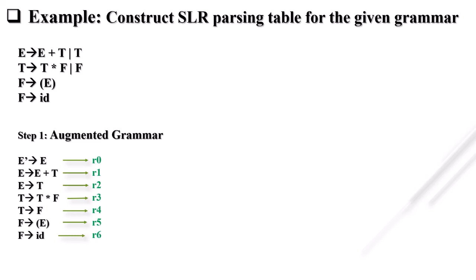Okay, so what is our step number 1? To produce the augmented grammar. We produce the augmented grammar. What is this R0, R1, R2? That I will explain to you when we construct the parsing table. Okay, let's ignore it. So what is our second step? Canonical collection of LR0 items. This is most important. Okay.